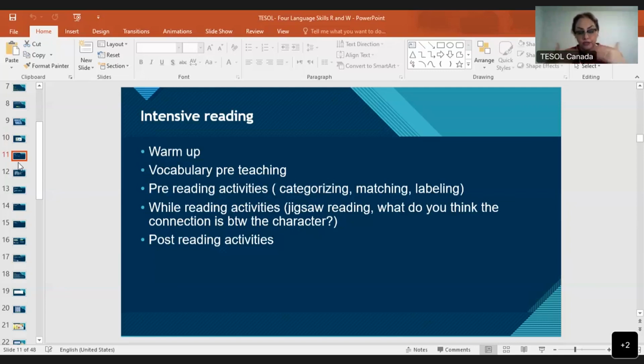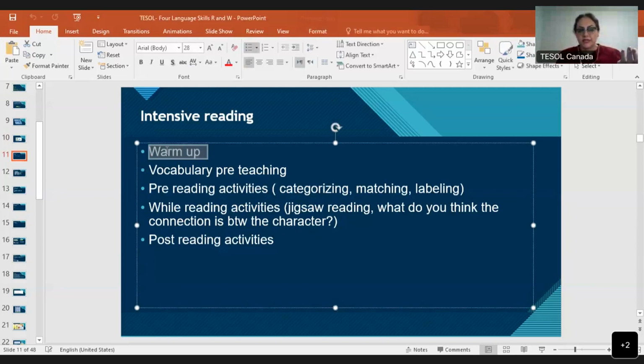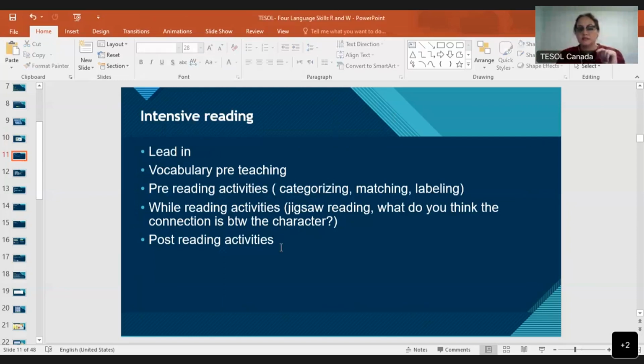In the process, we always start with the pre-task stage. We always start with a warm-up. That's right. We always start with a warm-up. So we want to put the students in the context. Even you can say leading. So here you can say leading as well. It means lead the students to the new topic.